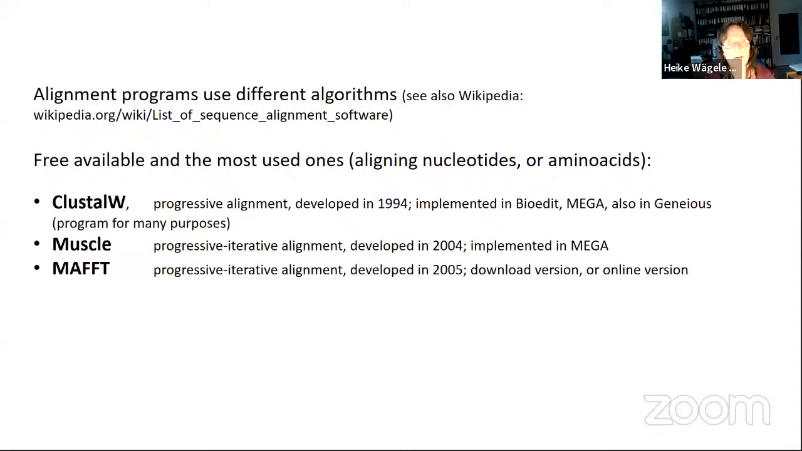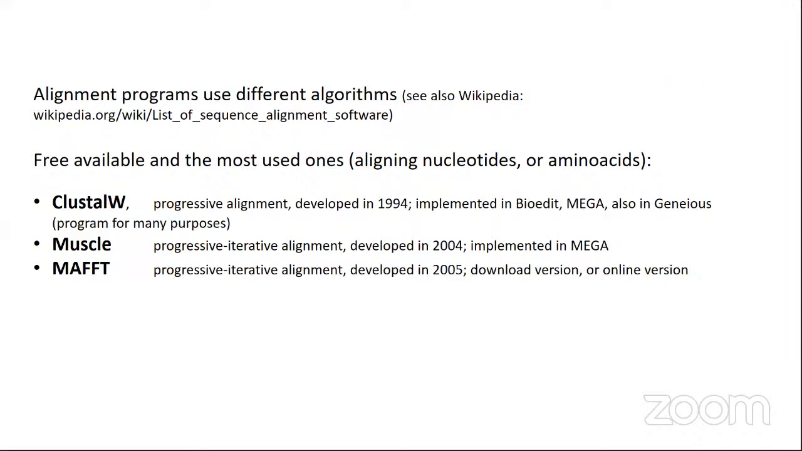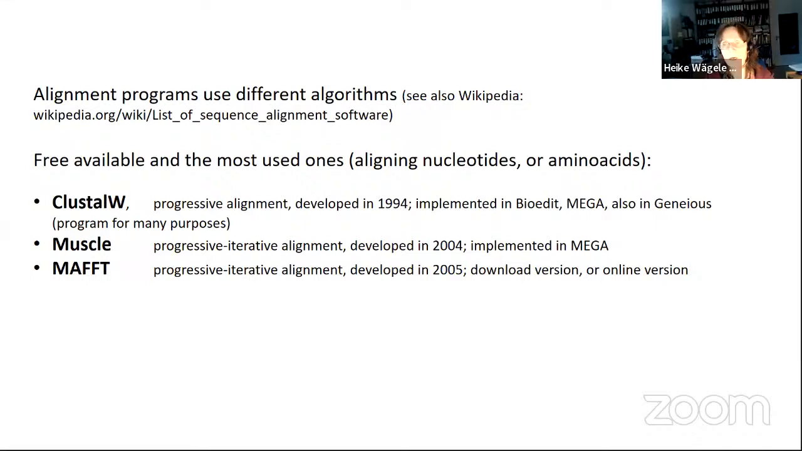There are, as I said, several freely available programs used for aligning nucleotides or amino acids. For example, Clustal W. This is the one that is implemented in BioEdit and Mega, and also in Geneious. Geneious is a very good program, but you have to pay for it, whereas BioEdit and Mega are free software. Clustal W was developed in 1994. If you want to know more about how they work, you can go to Wikipedia.